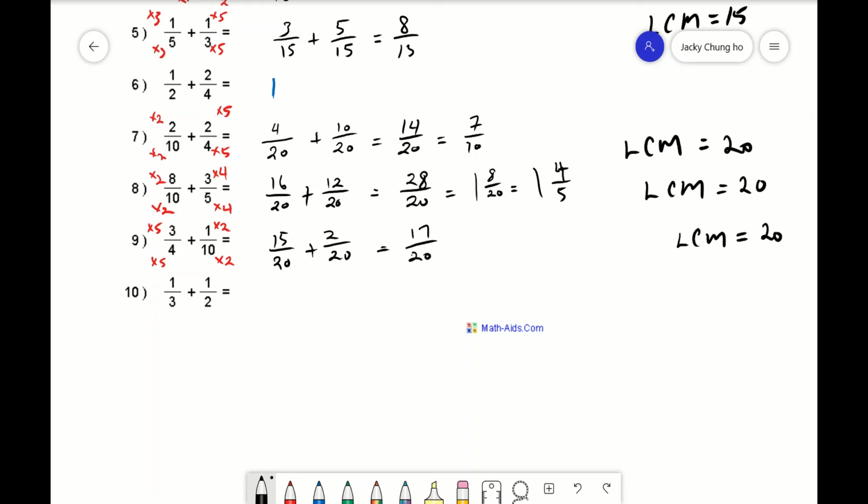The last one, the denominator of 3 and 2, for the LCM it will be 6. So 3 will multiply with 2, 2 will multiply with 3. 1 times 2 is 2 over 6 plus 1 times 3 is 3 over 6. Add them up, you have 5 over 6.